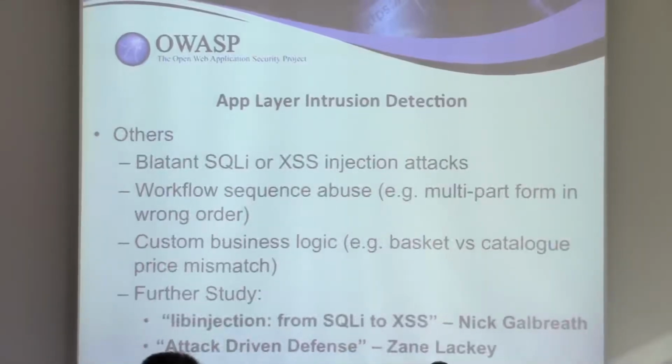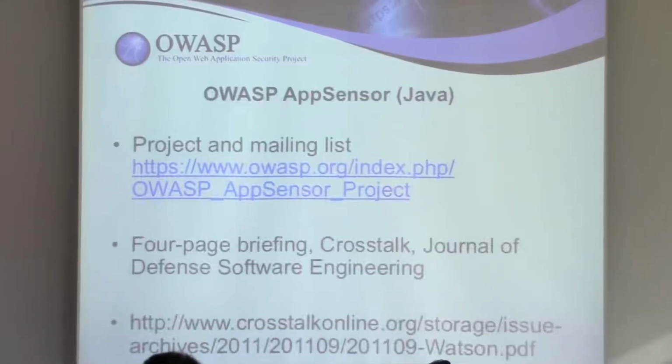Let's see if I can pull this off. So that's it for app layer intrusion detection. OWASP App Center is awesome sauce. This is from John Melton. Version 2 is about to go out. This is a way you can add detection points in your code to trap attack situations, not outside in the product, but deep in the app itself.